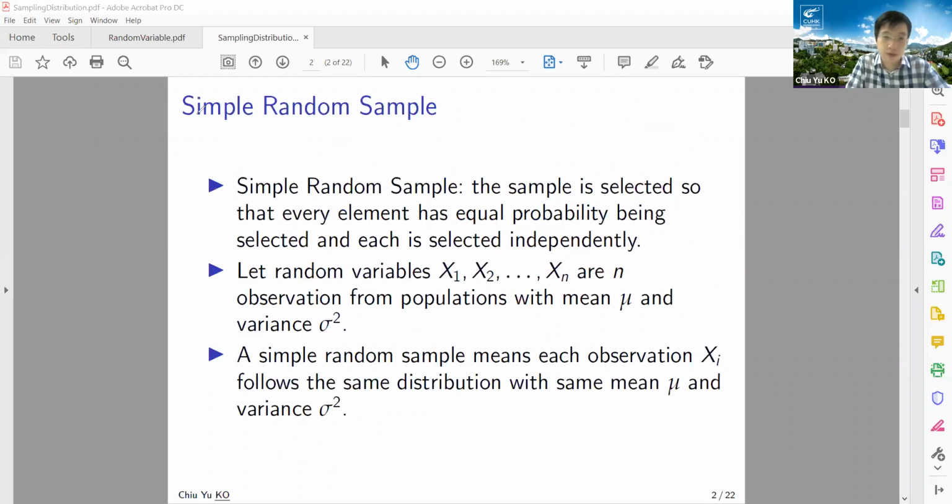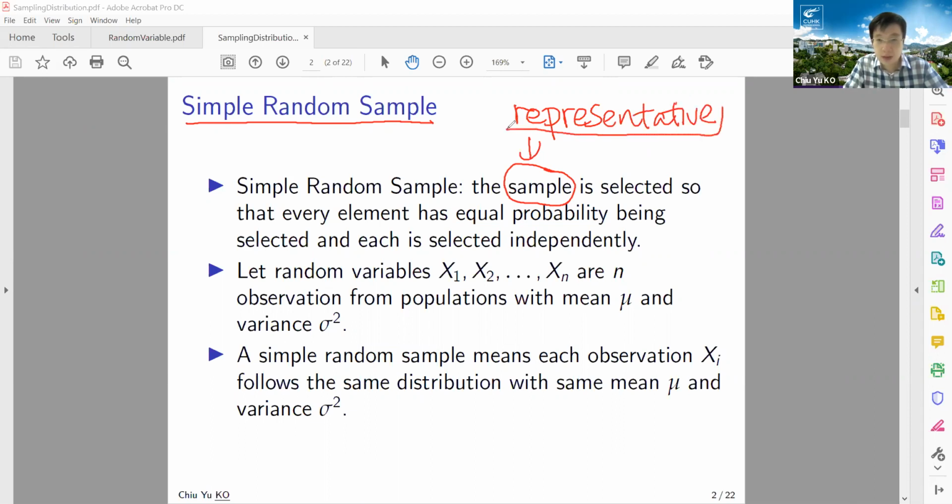We call it the simple random sample. The reason we want to talk about this is that it is the basis of what we will be learning. As we said, we cannot study the whole population, so we rely on a sample. And the sample must be representative.